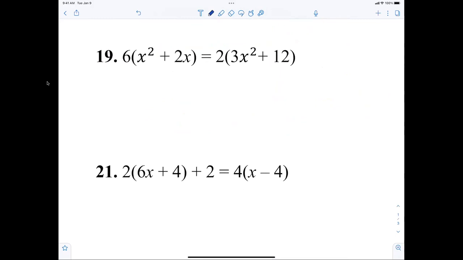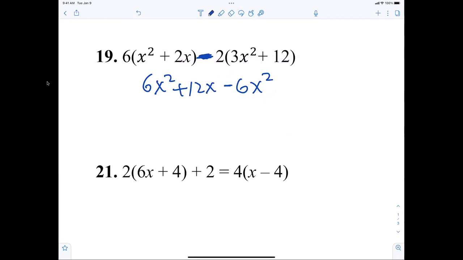So 6x squared plus 12x. No, that's a minus sign, guys. As I was typing, I just made a mistake. That's a minus. Six x squared. Is it positive or negative? It's negative. Thank you.